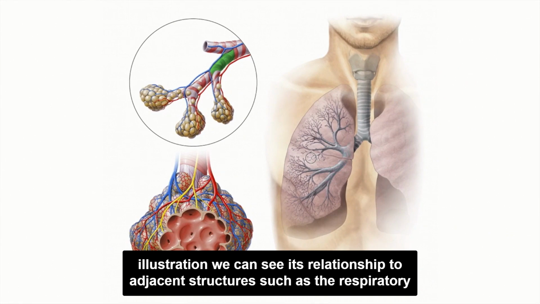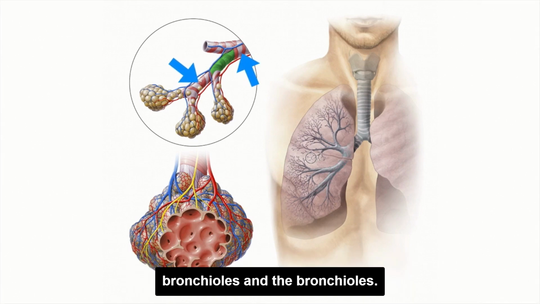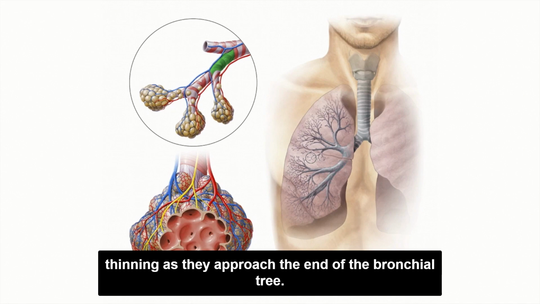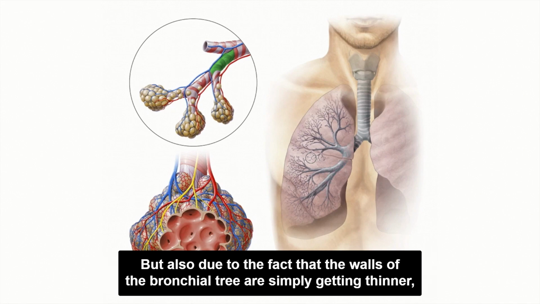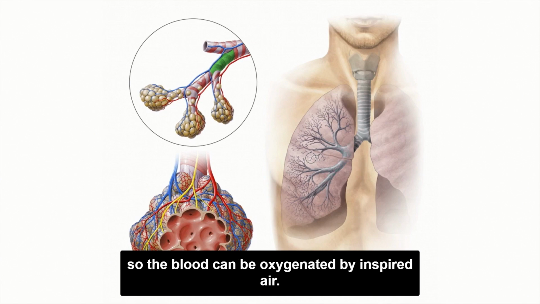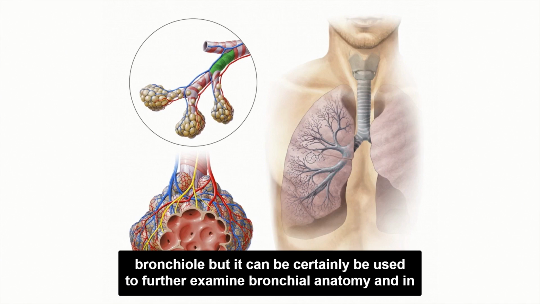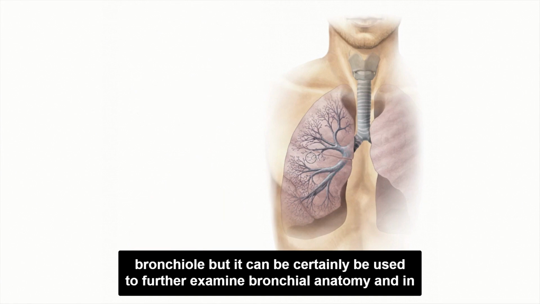And in this illustration, we can see its relationship to adjacent structures such as the respiratory bronchioles and the bronchioles. And do note that we can only see arterioles and venules here. This is mostly due to vessels thinning as they approach the end of the bronchial tree, but also due to the fact that the walls of the bronchial tree are simply getting thinner, so the blood can be oxygenated by inspired air. Another thing you might notice about this image is that it primarily features the terminal bronchiole, but it can certainly be used to further examine bronchial anatomy.